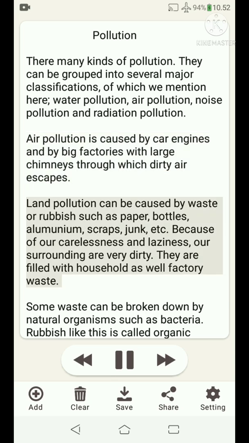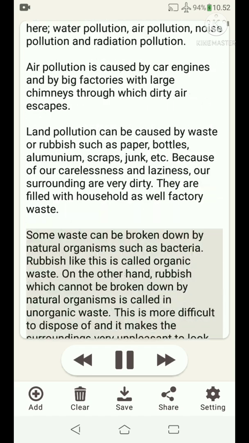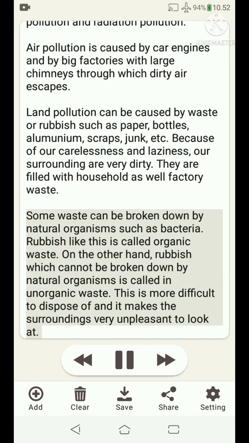Land pollution can be caused by waste or rubbish such as paper, bottles, aluminum, scraps, junk, etc. Because of our carelessness and laziness, our surroundings are very dirty. They are filled with household as well as factory waste. Some waste can be broken down by natural organisms such as bacteria. Rubbish like this is called organic waste. On the other hand, rubbish which cannot be broken down by natural organisms is called inorganic waste. This is more difficult to dispose of and it makes the surroundings very unpleasant to look at.